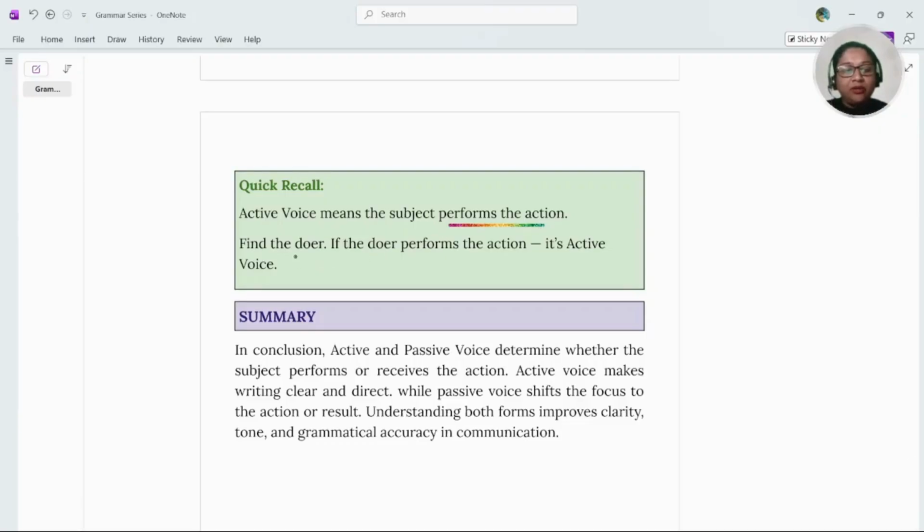Okay, so what are you going to do? If you're looking at doing a particular activity, you can just pick out a small paragraph, all right, and in that paragraph try to find the doer or the subject of the whole sentence or the paragraph, and that means that you have pretty much understood what active voice is. If the doer performs the action, then it is an active voice. Okay, that's your recap for today.